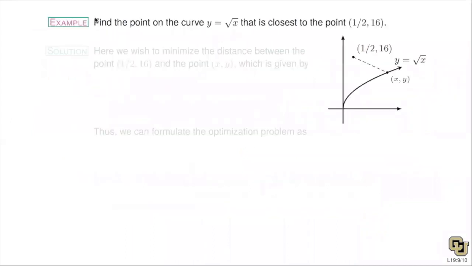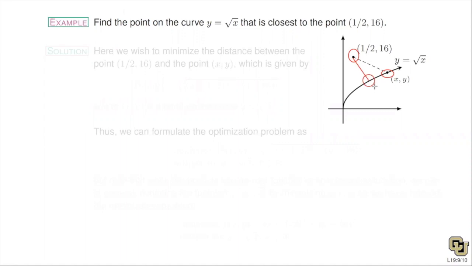So here's a slightly more mathy, technical one. There's a little trick here in this problem that I wanted to show you. Here we want to find the point on the curve y equals square root of x that is closest to the point (1/2, 16). So (1/2, 16) is a point that's not on the positive square root curve. Okay, so we're trying to find a point on this curve that's closest. I would guess it would be somewhere right here, right? So we're trying to now find the coordinates of this point.